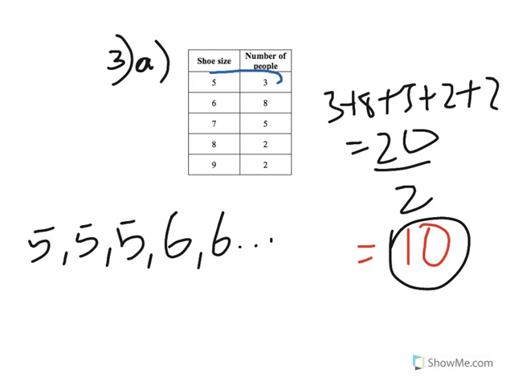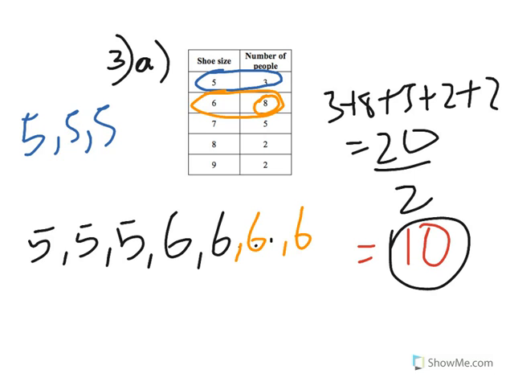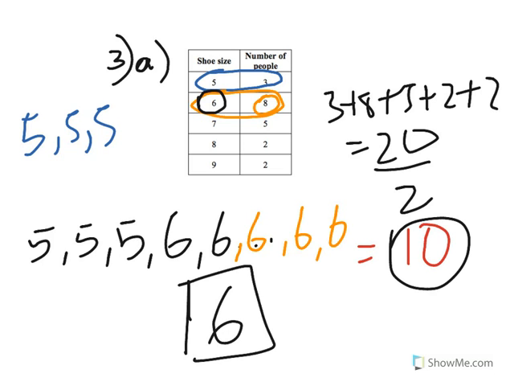If you look at this, 5 can't be the 10th number because it only has 3 people. So 5 would only be written 3 times. However, 6 does go over the 10th number because 8 more people have a shoe size of 6. So if I kept writing the 6 down, the 10th number would be a 6. So that means that the median shoe size is 6. A shoe size of 6, not 6 people.